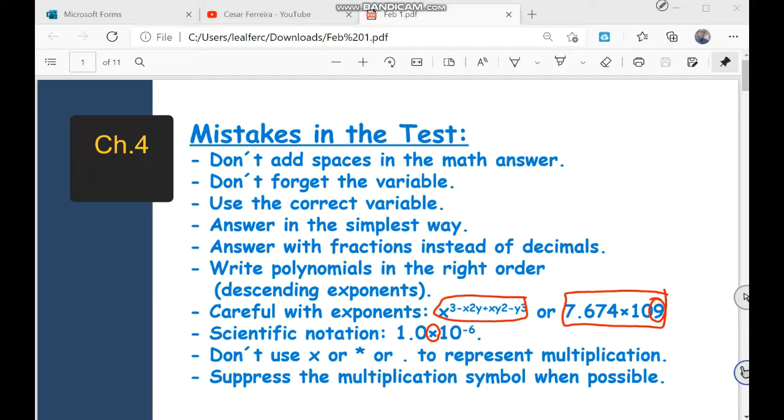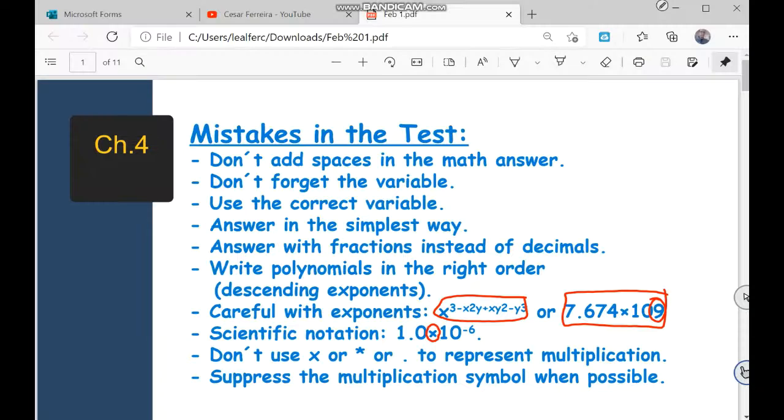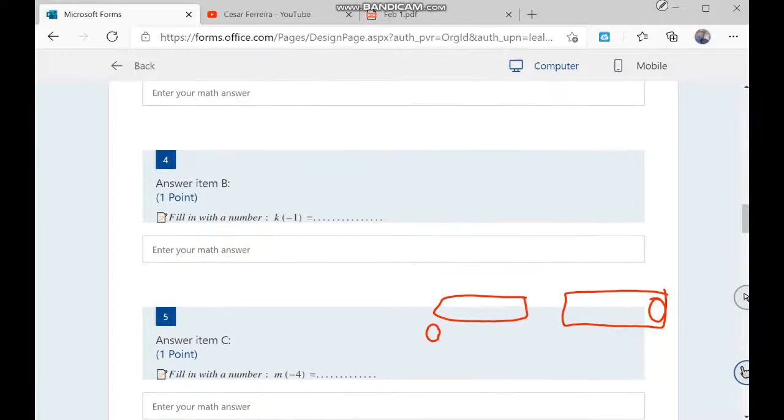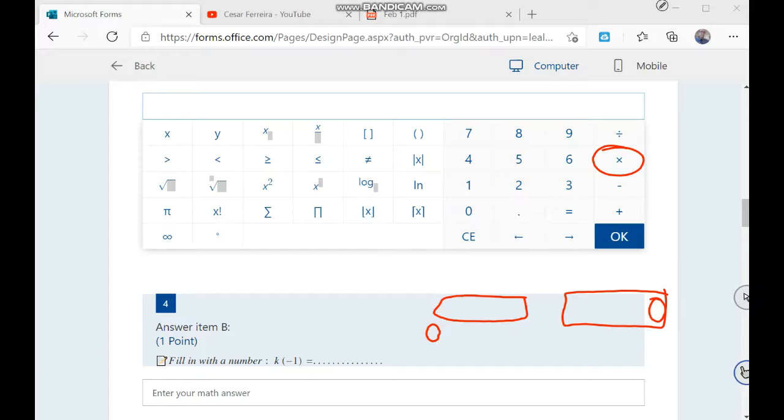Don't use x, asterisk, or dots, or period, to represent multiplication. No, there is a multiplication sign. Let me show real quick here on forms. There is a multiplication sign on forms. If you click on it, check this out. This is multiplication, this is x. So don't use x, use multiplication when necessary.